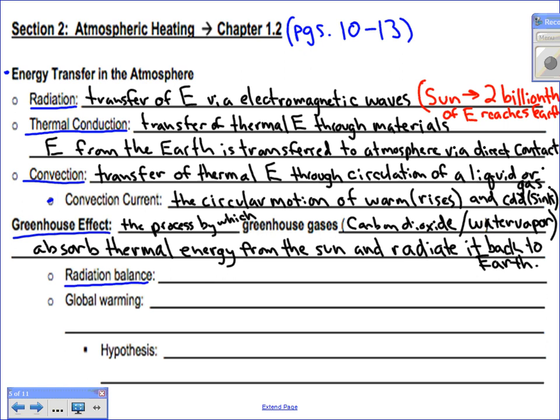Okay, so radiation balance. We can think of the balance between incoming energy or solar energy and the outgoing energy or thermal energy. So radiation balance is the balance between incoming solar energy and outgoing thermal energy.